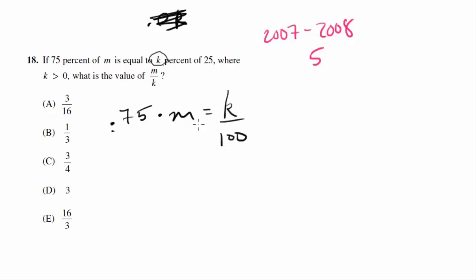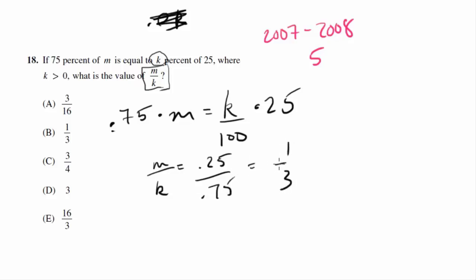Because that's the same thing as the decimal, or whatever this number is, we're going to divide it by 100, and that's the same thing as moving over the decimal point 2 places. So we can do that. Times 25, because it's of 25. And now we just want to rearrange this to get m over k, right? So let's go ahead and do that. So m over k, doing a little rearranging here, we're going to get 0.25 over 0.75, which is 1/3, which is the answer to the question.